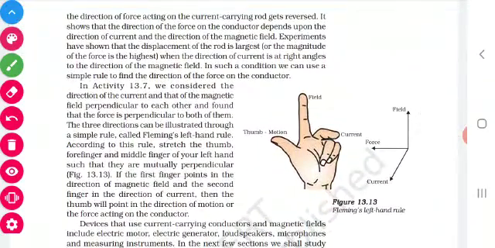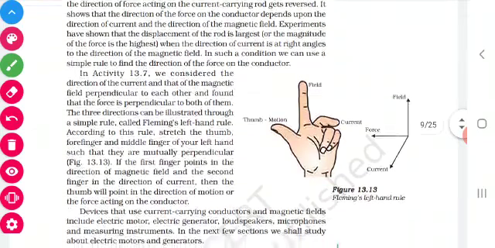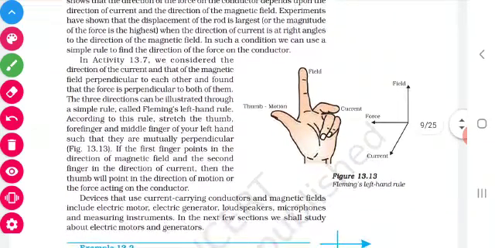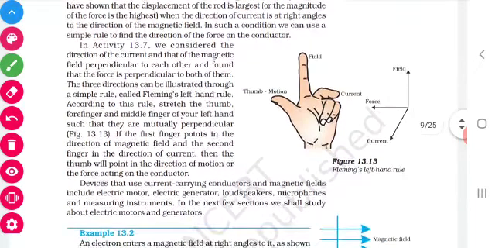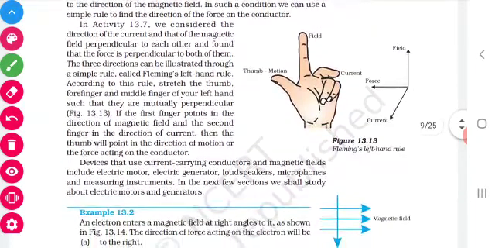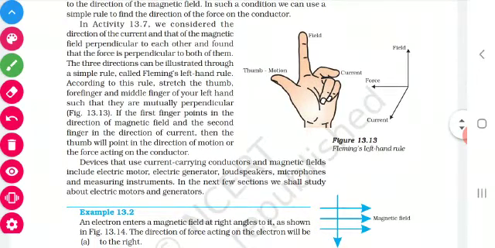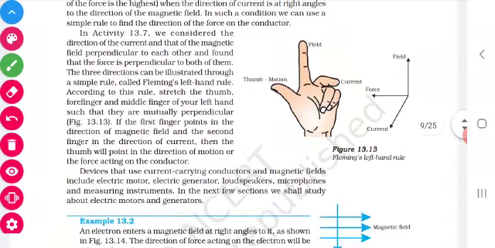What we are going to do is find out the direction of motion, the direction of magnetic field and the direction of current. For this you have to stretch your left hand. You have to use only your left hand. In Fleming's right hand rule, we used the right hand. Here we have to stretch the left hand, as shown in the figure.